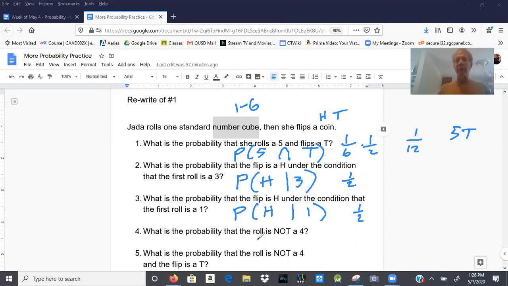Probability that it's not a 4. So the way that would be written is probability not 4. And not a 4, well, there's 5 things: 1, 2, 3, 5, or 6 could happen. So the probability of that is 5 out of 6. And then finally, what's the probability that the roll is not a 4 and the flip is a tail? Okay, so this would be written not a 4 and a tail, sorry.